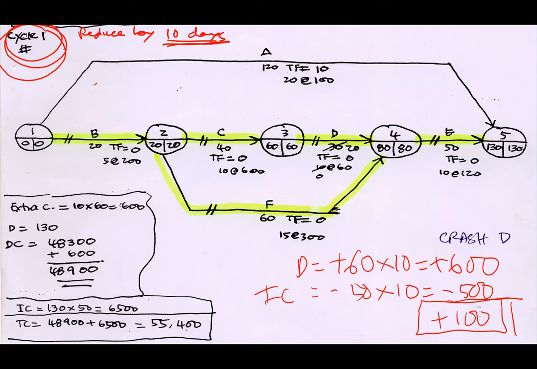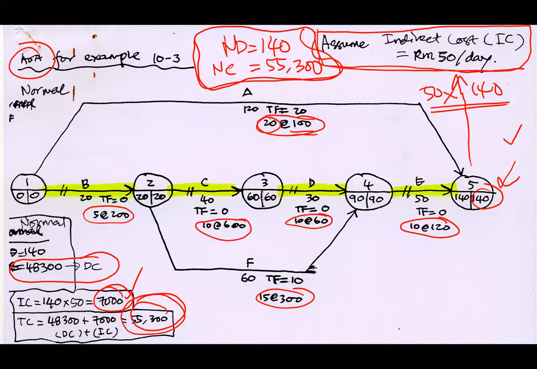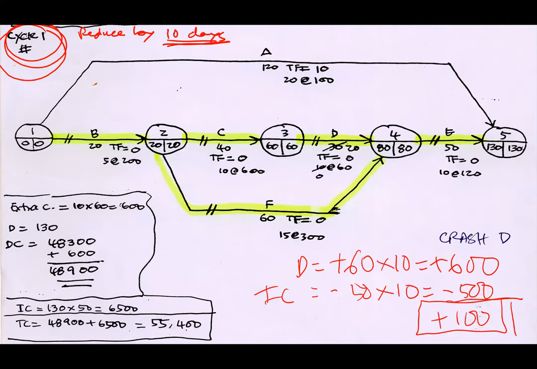So first step, you go back to this diagram, focus on the critical path. Next, you focus on the cost slope value. You already know the critical path is B, C, D, E. F is not critical path. F appears as critical path only at the end of the cycle one exercise. The critical path is only B, C, D, E. And among B, C, D, E, which one is the lowest cost slope? It looks like the lowest cost slope is here, 60. So can we choose D? I would say crash activity D only.